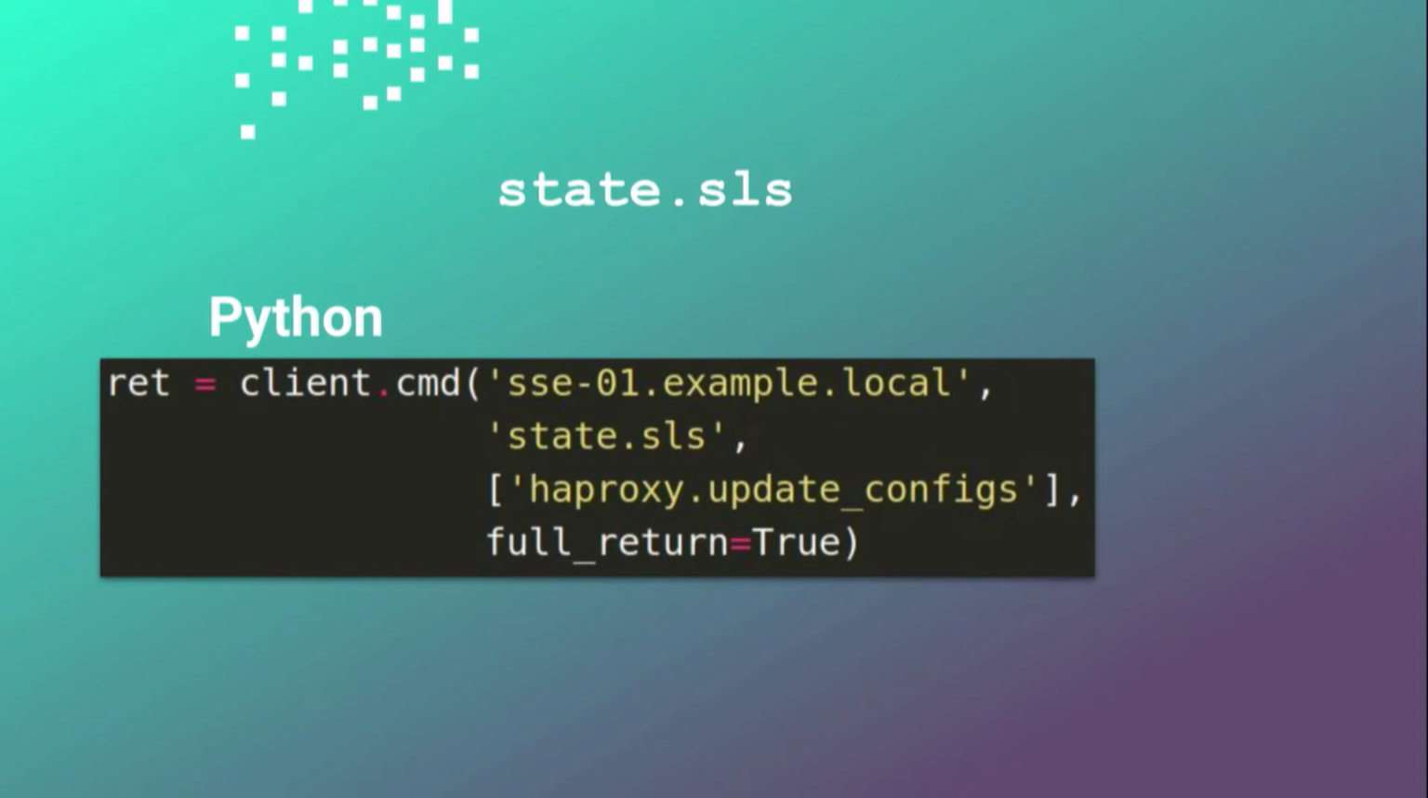Fun fact, state.sls actually takes as input a list of state files to run. It's just that 9 times out of 10, we're only giving it a single state file, and that's just created and converted into a list of size 1 under the hood. And again, we're specifying full return because we like predictable return data.